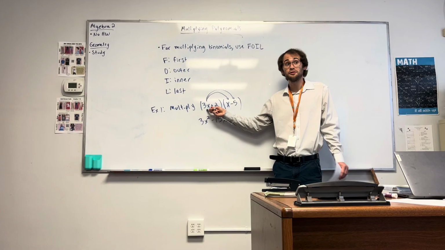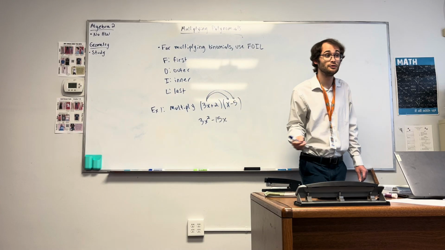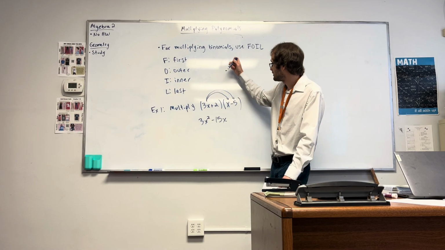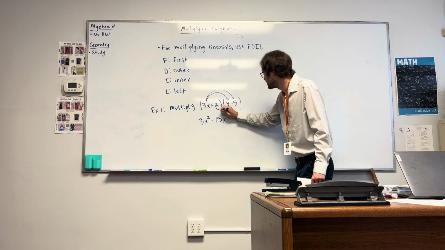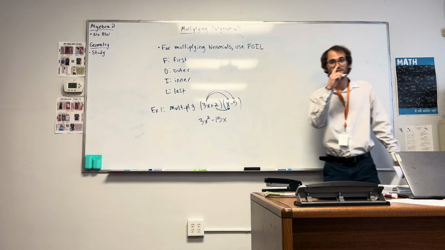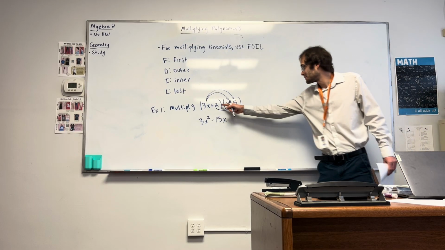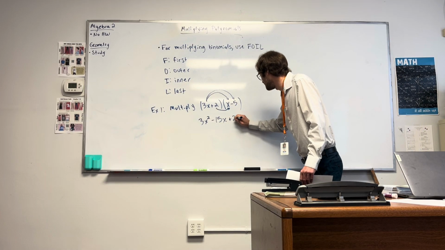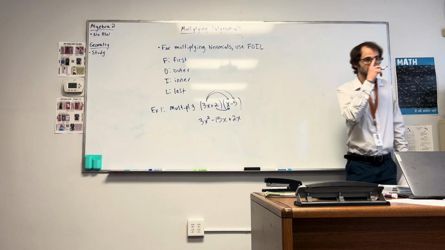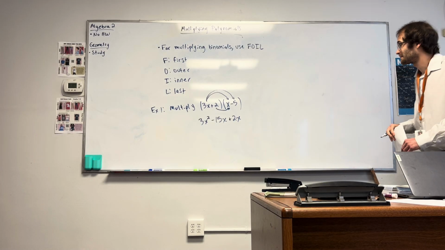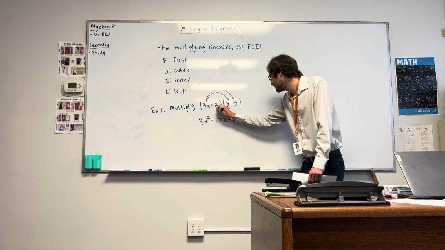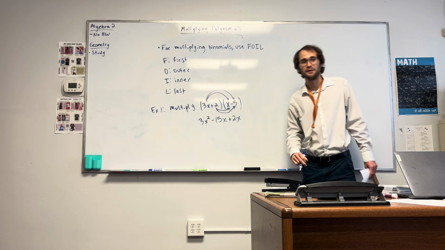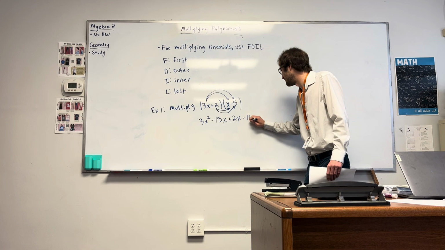Okay, now I'm done with the 3x. I've distributed him to both terms. So now I move to my inner terms. I move to the 2. We'll take him and multiply him times the x. Positive 2 times x, that's just plus 2x. Then lastly, I'll take that 2 and multiply it times the minus 5. That's just minus 10.